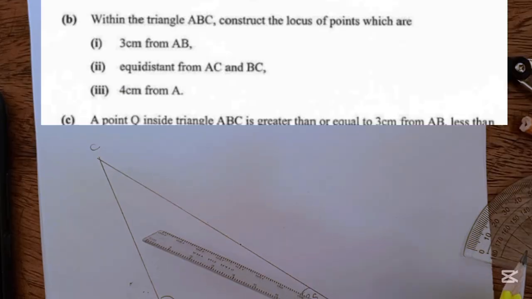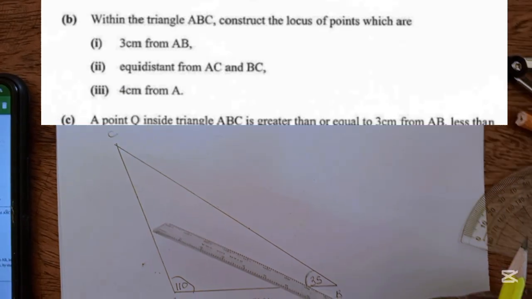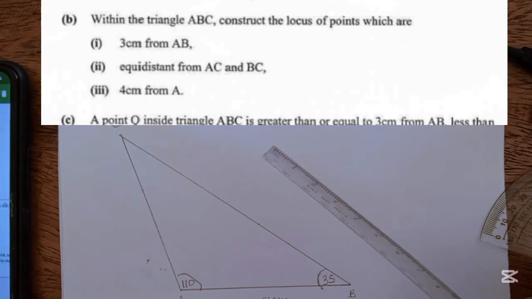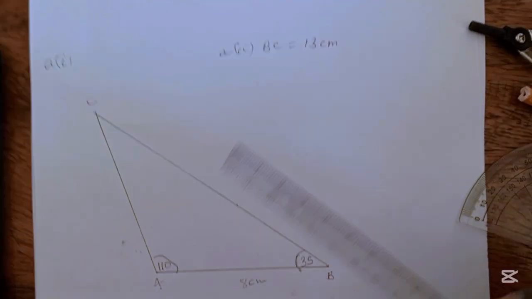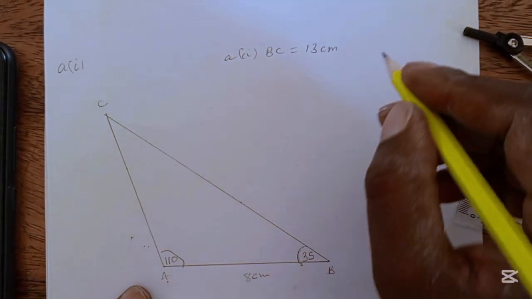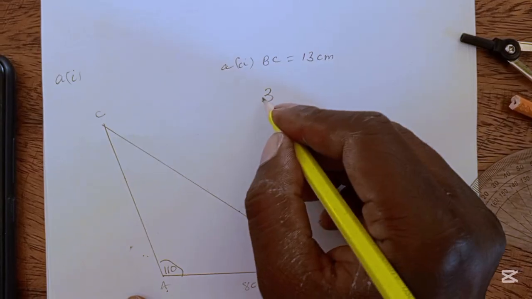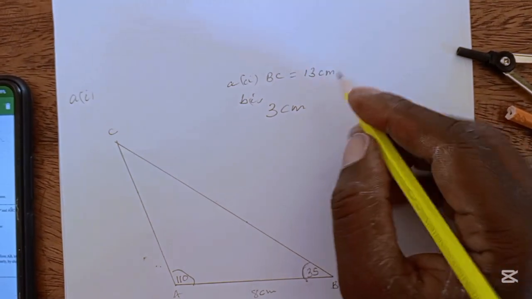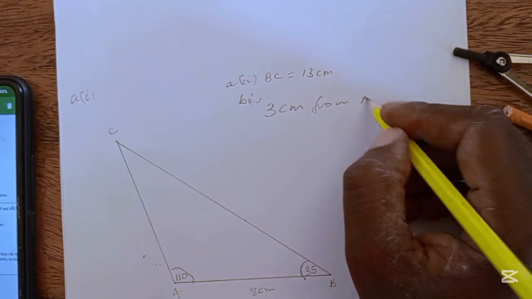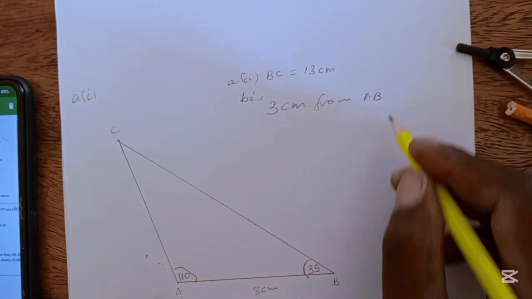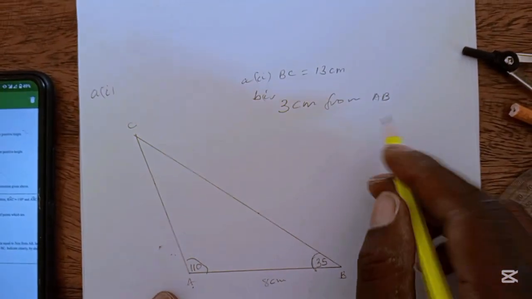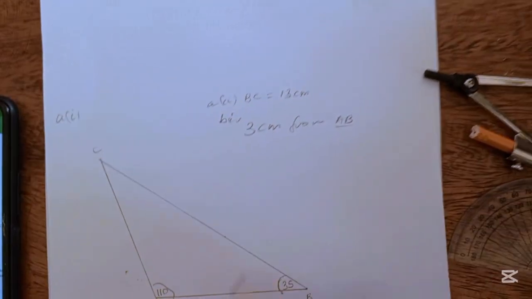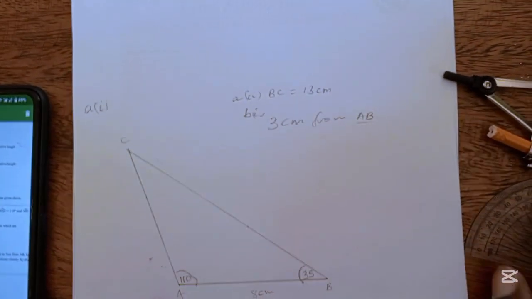Next, within the triangle ABC, construct the locus of points which are 3 centimeters from AB. I love this question. 3 centimeters from AB. Mind you, they are saying 3 centimeters. This is B part 1. I just want to emphasize this one. AB, this is a parallel line. You can see that AB is a line.